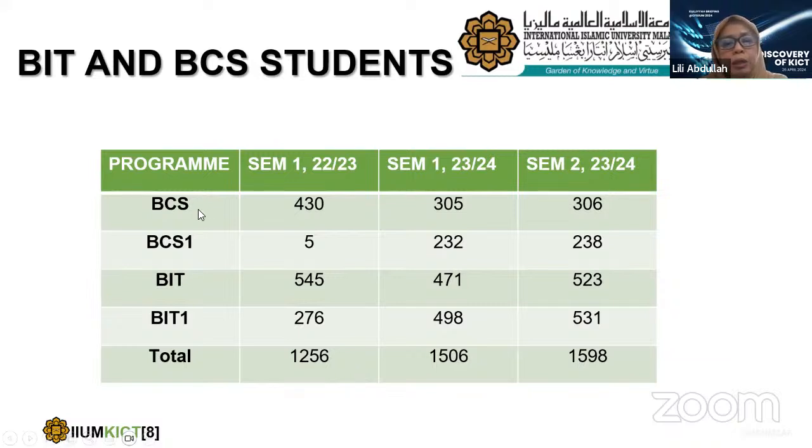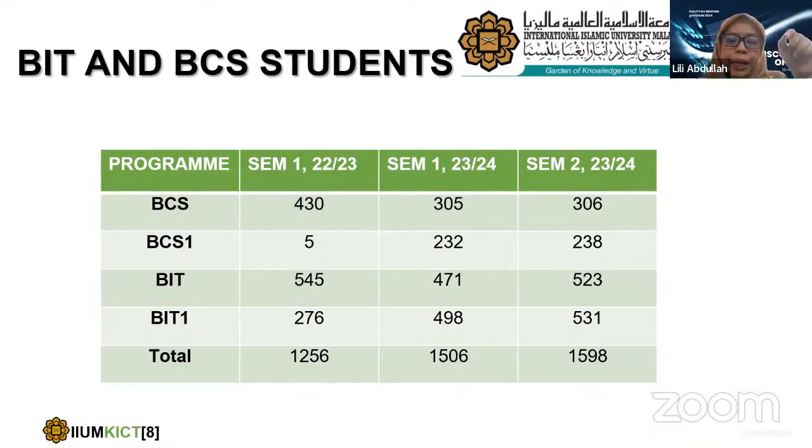You are probably wondering why we have BCS, BCS1, BIT, BIT1. These are to differentiate between the programs because we changed the nomenclature of our bachelor programs. It is just a slight change in the nomenclature, and we have to differentiate between the batches. So BCS is actually Bachelor of.